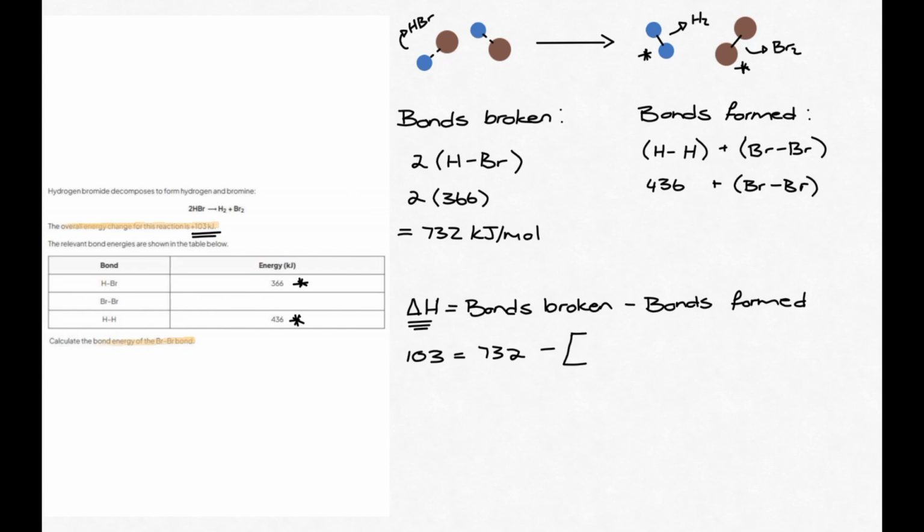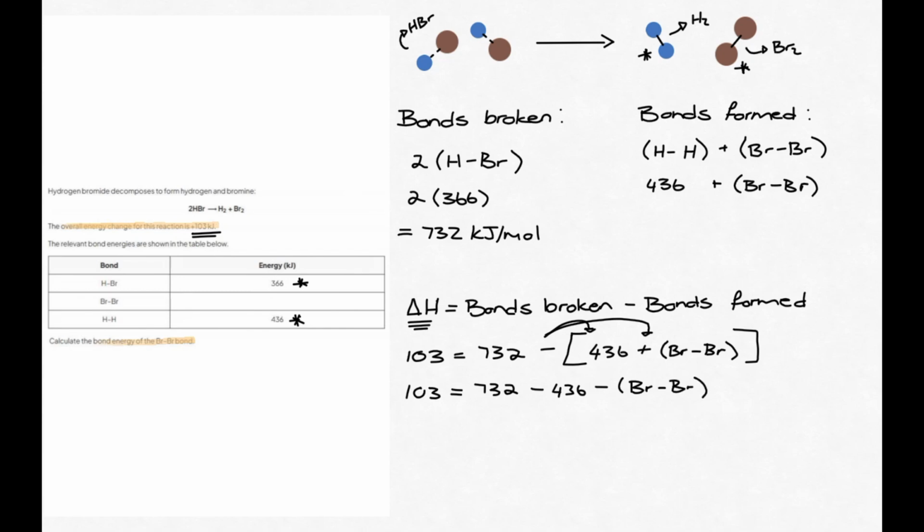So remember here you have to put the bonds formed in brackets. So that's 436 plus my bromide bond. This negative would need to be multiplied into my brackets for my equation to be correct. So it will be 103 is equal to 732 minus 436 minus my bromide bond.